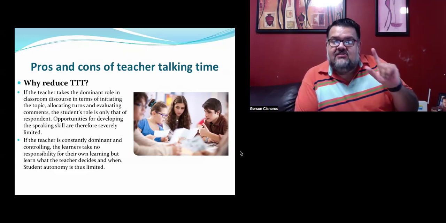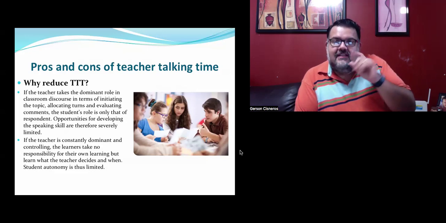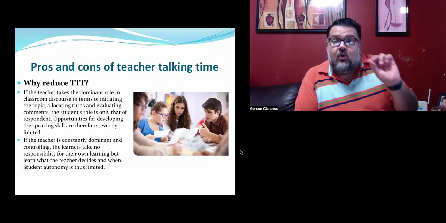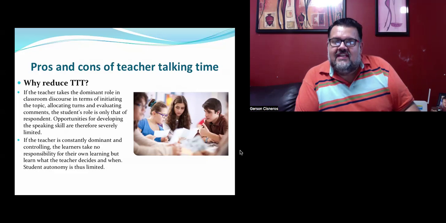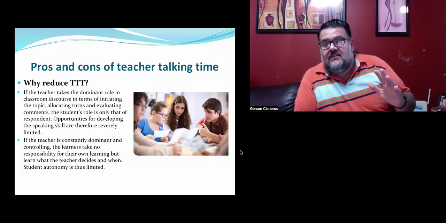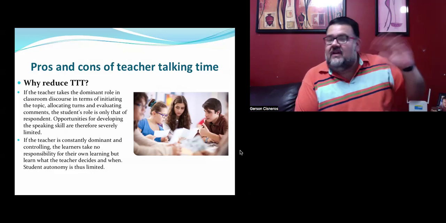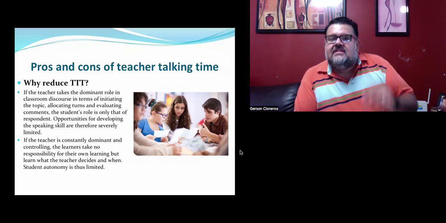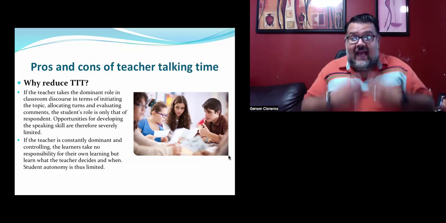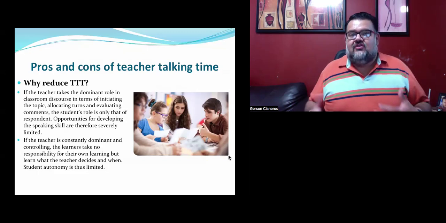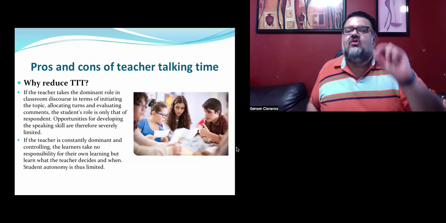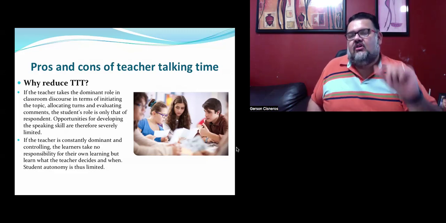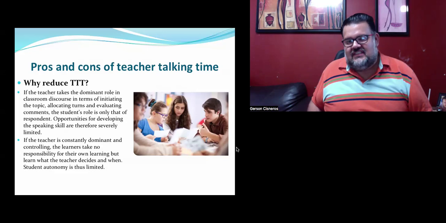Number 5 reason, if the teacher is constantly dominant and controlling, check this out, and I quote, the learners take no responsibility for their own learning. Student autonomy is limited. And this is bad. Porque entonces cuando vayan a ver a un gringo o una gringa, pues no van a entender nada. Ay, no está el maestro para que me diga cómo era. Students need to be autonomous. They need to like English and need to like research so they can speak more. And that's only if you remain more in silence. Reduce your TTT.